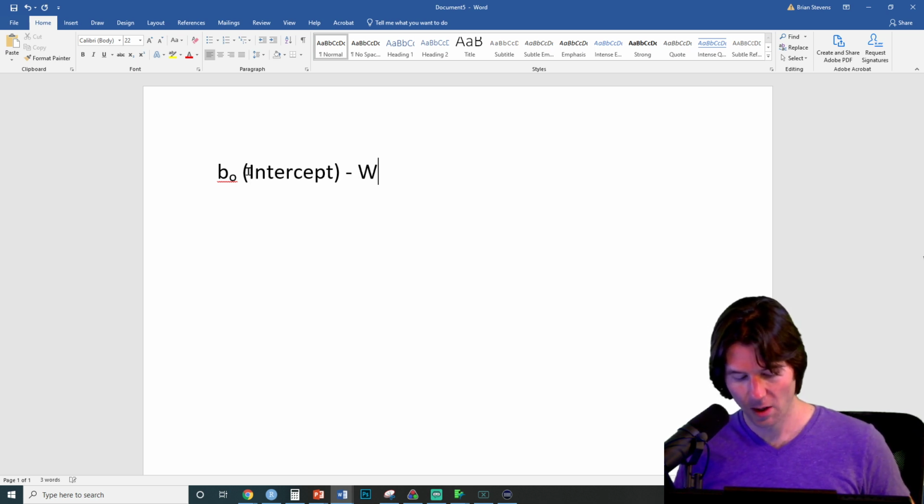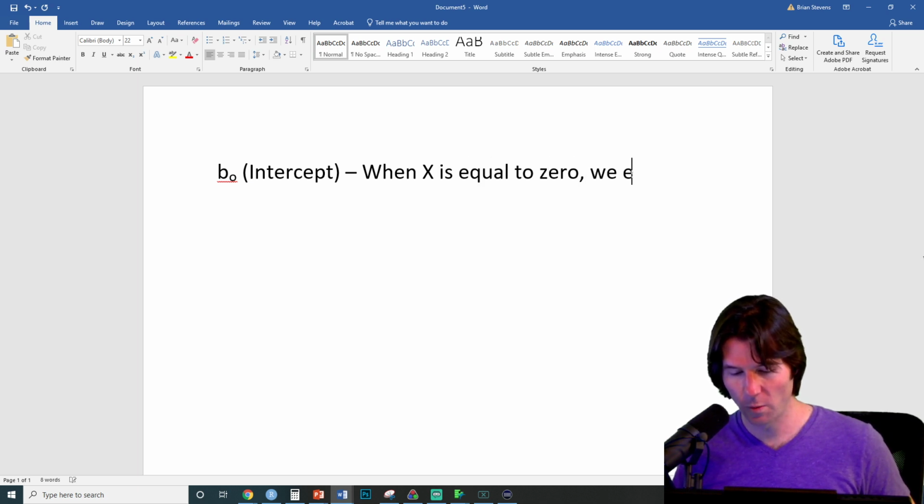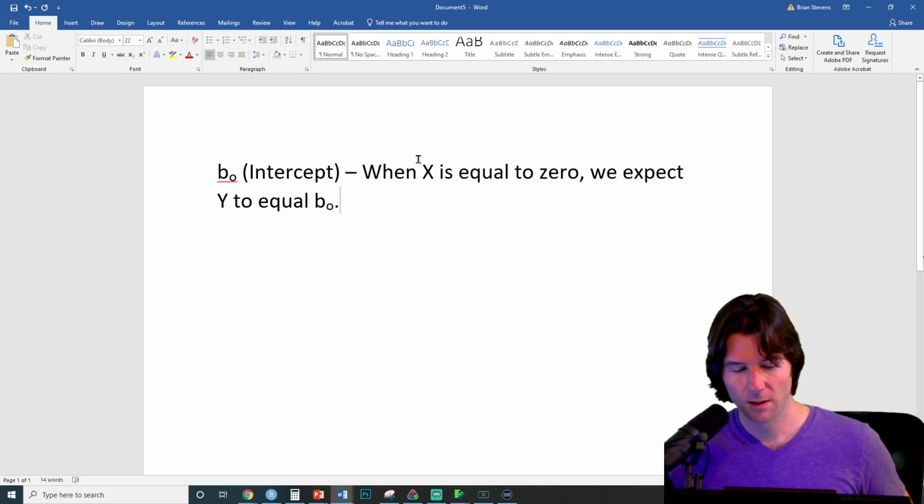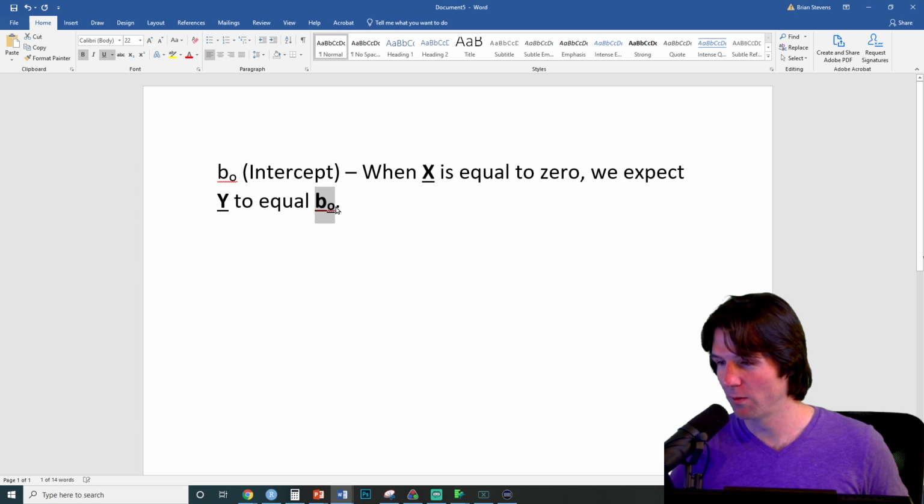Intercept. When x is equal to 0, we expect y to equal B0. So right here, when x is equal to 0, we expect y to equal B0.